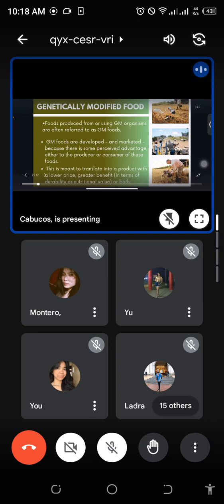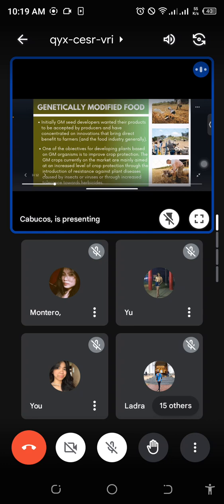It says there, this is meant to translate into a product with a lower price, just like what I said. There is an abundance of stock, which means the price will be lower, and the benefit is greater for both the producer and the consumer. They pay less money, and for that they also have more vitamins to keep them happy. So that is number three bullet. Let's continue.